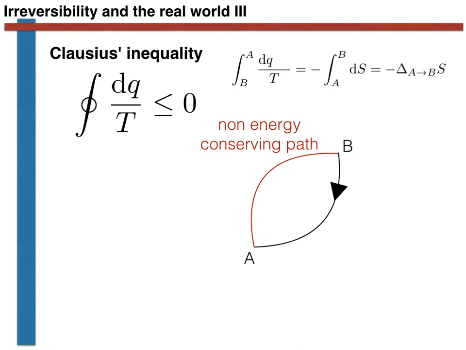The T's in the numerator and the denominator then cancel, and we are left with the integral of dS. If we reverse the limits in this integral, the integral changes sign, so we can get to the result shown here: the integral between B and A of dq over T is equal to minus the integral from A to B of dS. We can thus write the final value of this integral as the change in entropy in going from A to B, which we indicate here using the symbol delta A right arrow B of S.